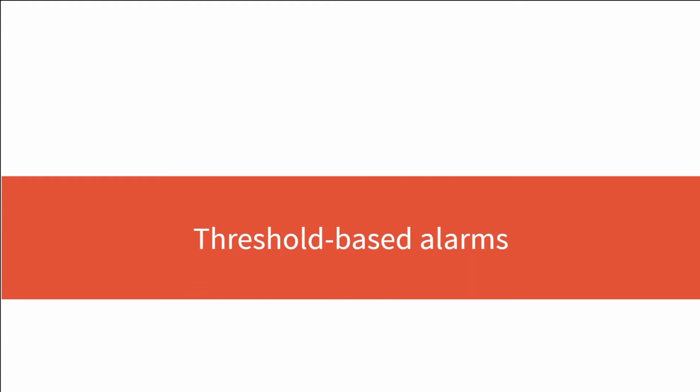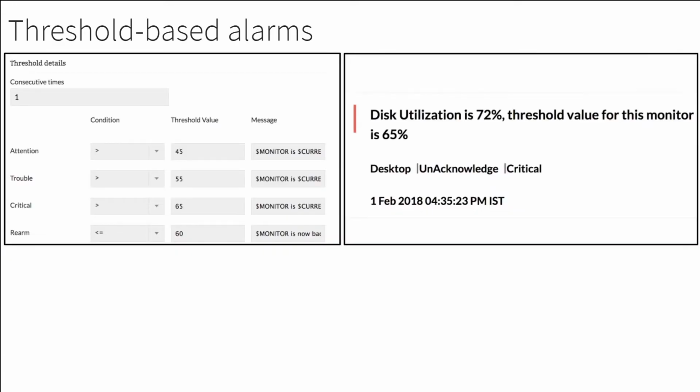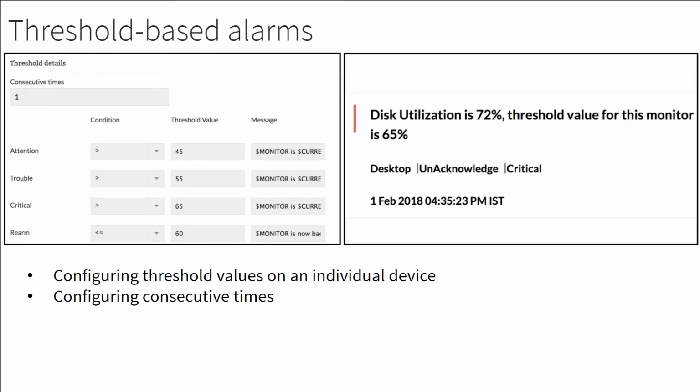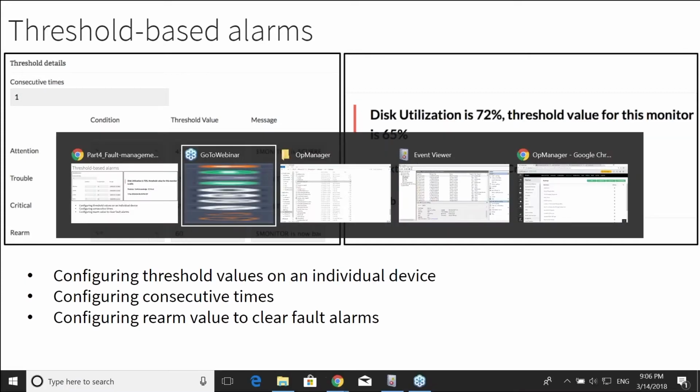All right. So when it comes to threshold-based alarms, as you all know, thresholds are configured for proactive network monitoring, and you can configure thresholds on performance metrics like CPU, memory, disk, interface utilization, and so on. You can configure thresholds at multiple levels so that you can get notified about the problems at various stages. So I'll take you through the product and show you how you can configure thresholds on an individual device, how you can set consecutive times, and how you can set a rearm value to clear the fault alarms. Let me jump into the product.